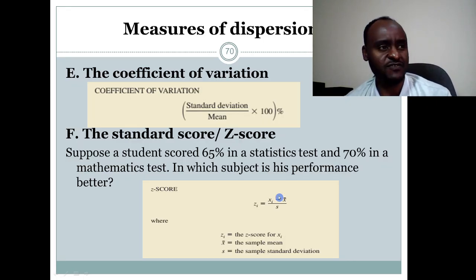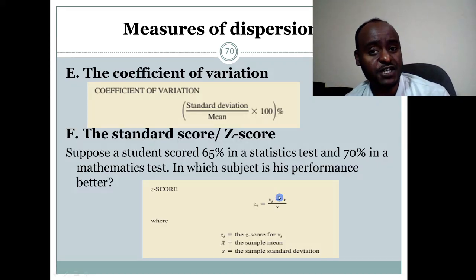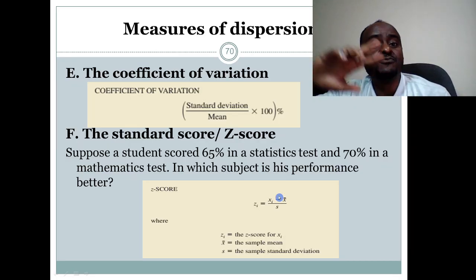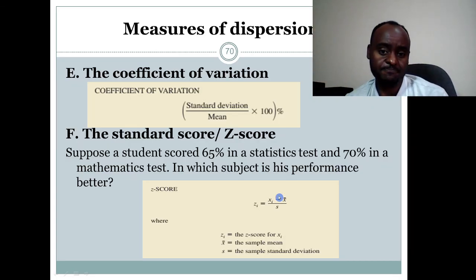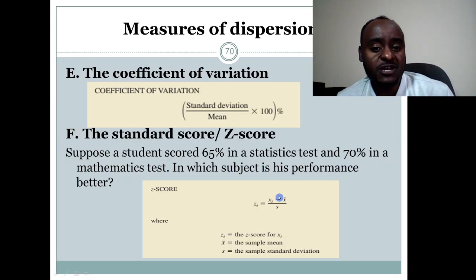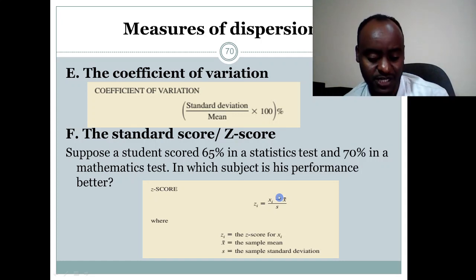It's very powerful, it's very interesting to compare two data points. It helps us to measure how many standard deviations our specific data point is from the mean, how many standard deviations. It's also very important in terms of checking whether there is an outlier or not in your data.